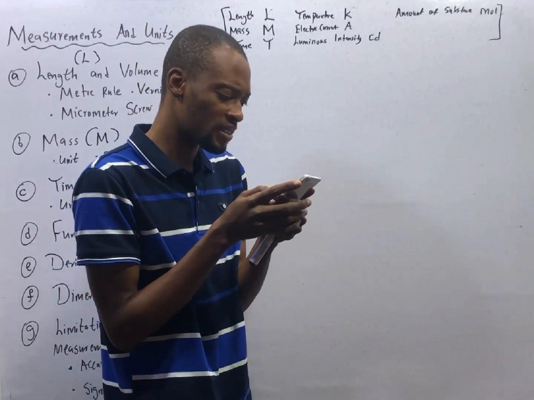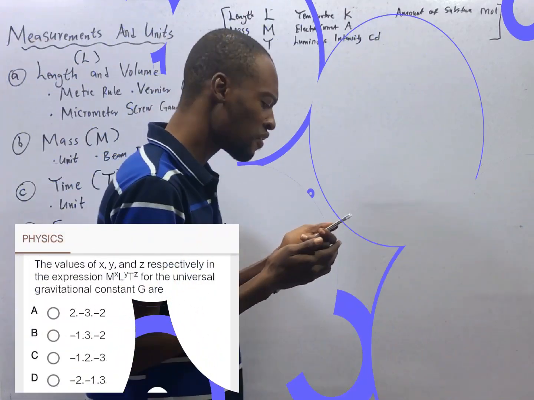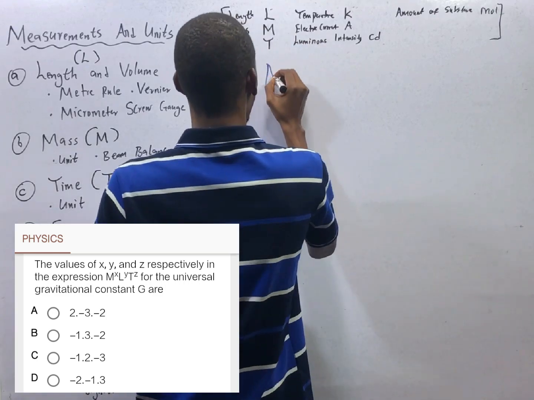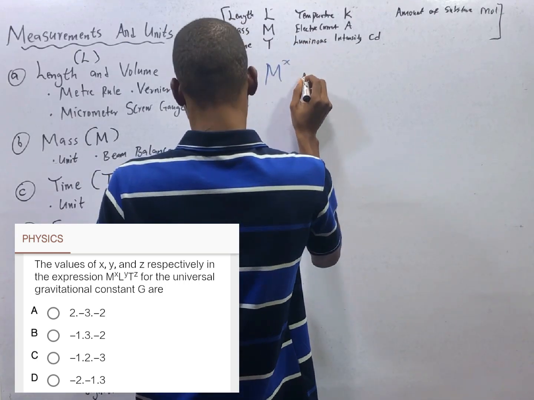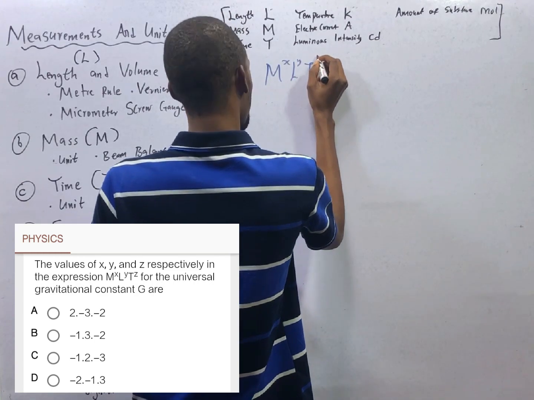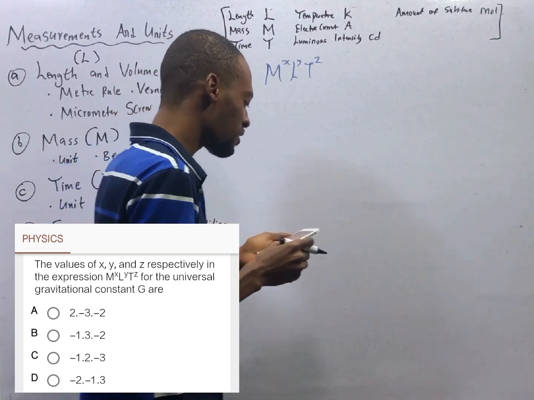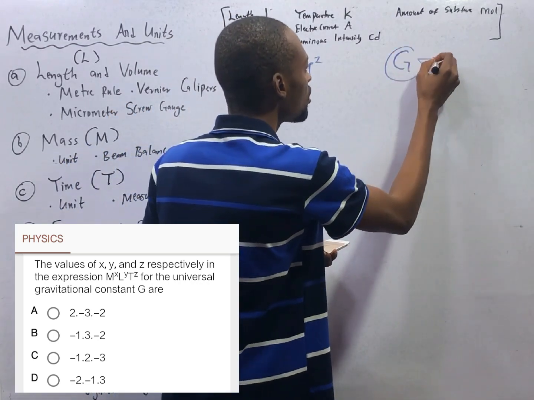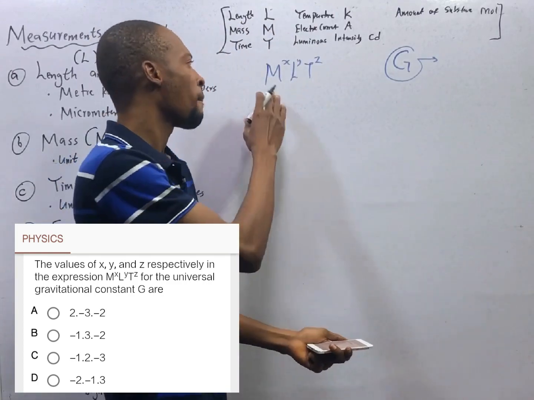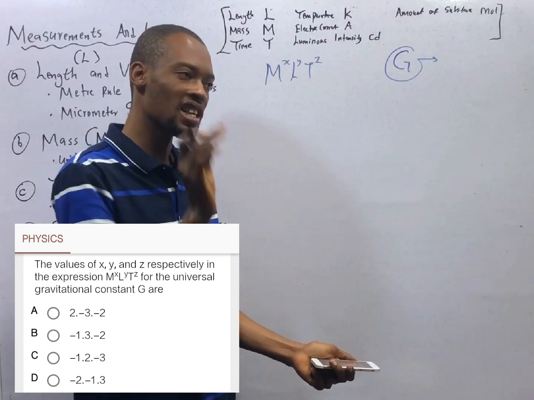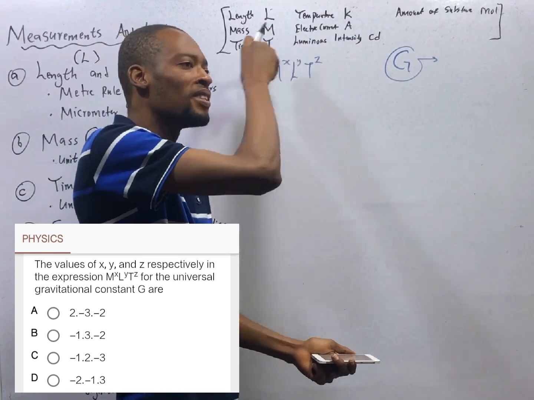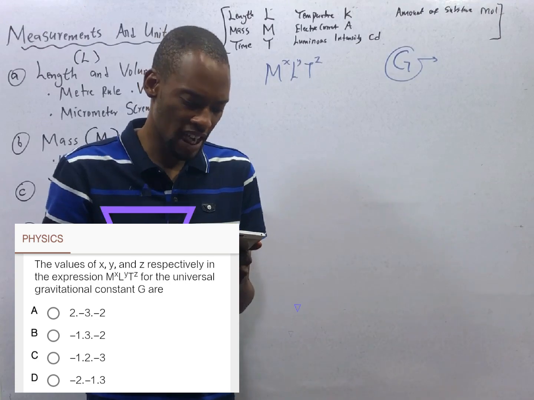Ladies and gentlemen, let's look at this. It says the values of x, y, and z respectively in the expression M to the power x, L to the power y, and T raised to the power of z for the universal gravitational constant, big G, is dash. It means the big G has mass, it has length, and it has time. So what is the power of the mass, the power of the length, and the power of time?